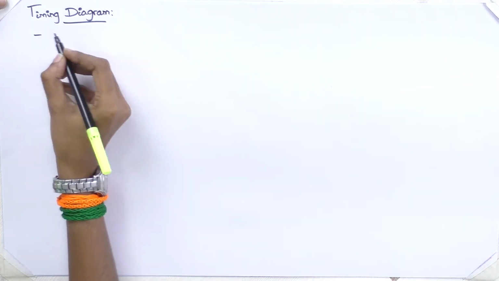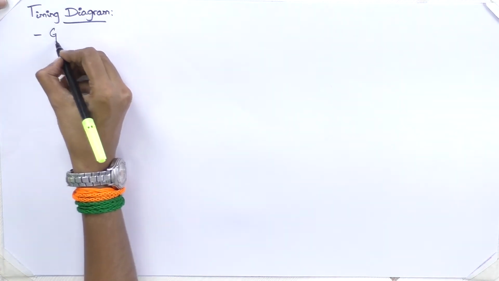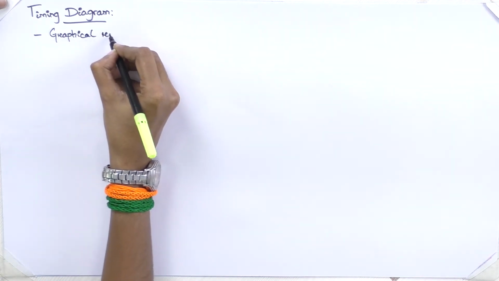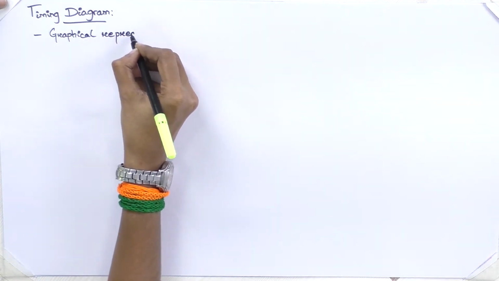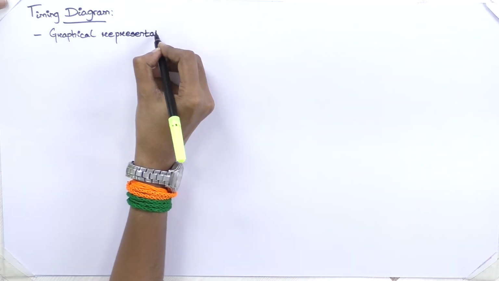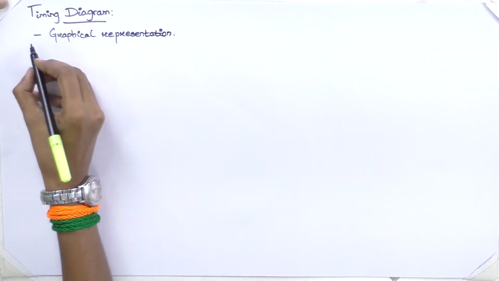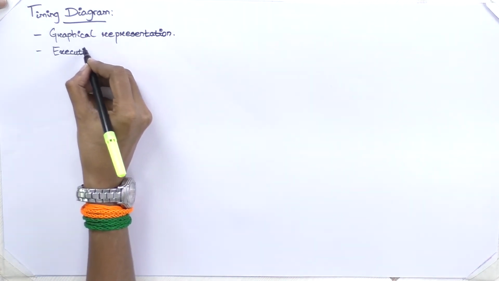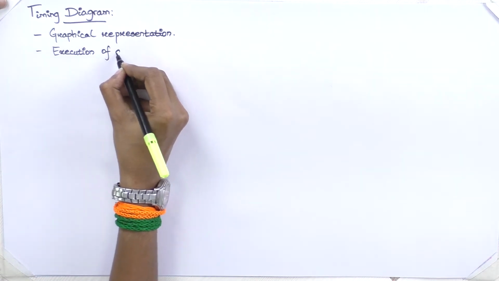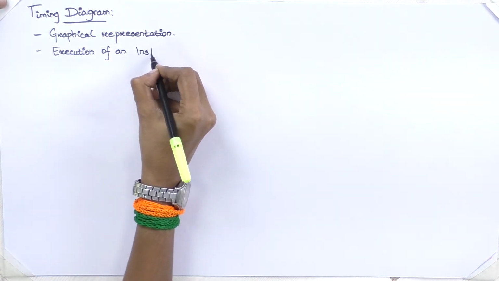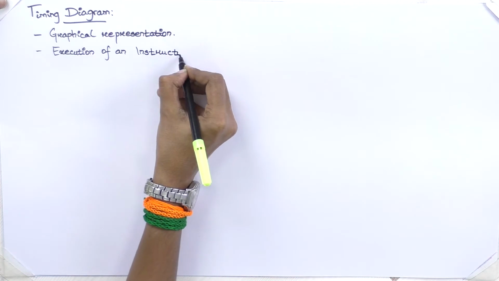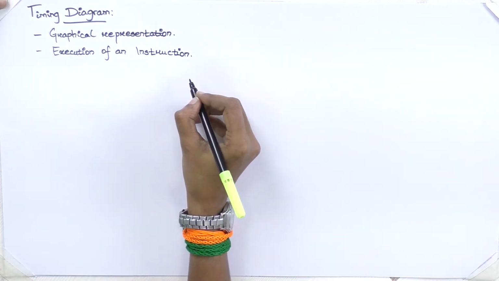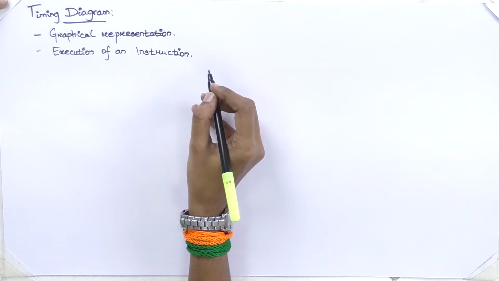So as I told you, timing diagram is nothing but the graphical representation which represents the execution of an instruction. Okay. So for example, I will show you a timing diagram of an instruction.